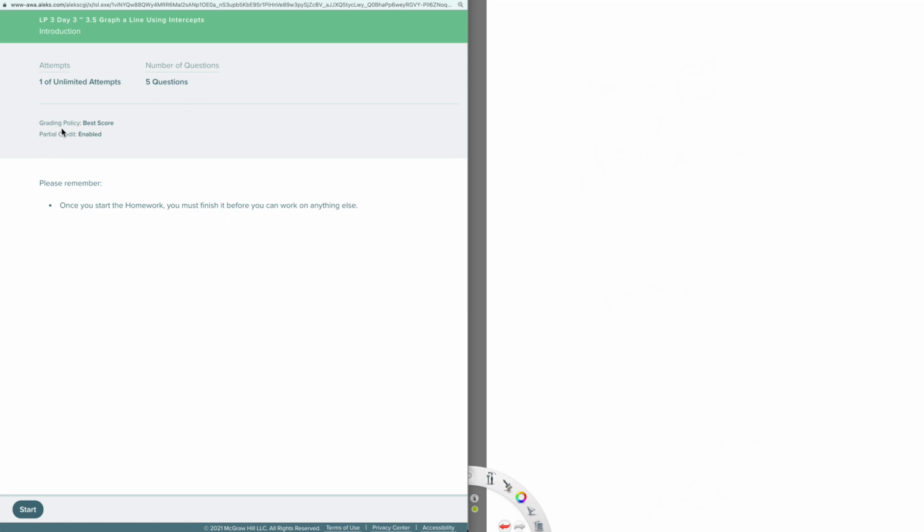Grading policy is best score, so whichever attempt is your best score is the one that you get to keep. And partial credit is enabled, so if you answer 1 of 5 questions, you get to keep the score on that one question instead of having to answer all 5. This down here just says, please remember, once you start your homework, you must finish it before you can work on anything else.